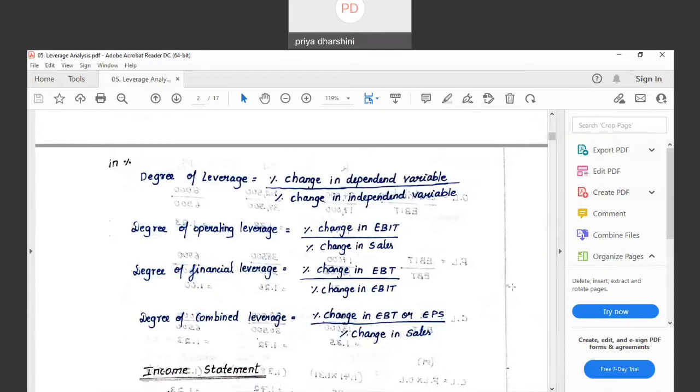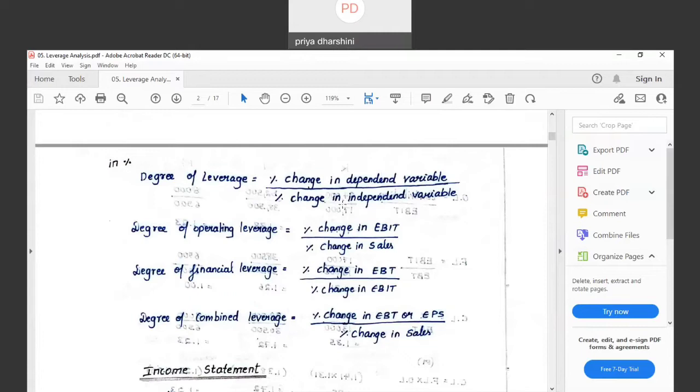So, the degree of leverage, if they are asking you as a percentage, the formula will take a slight change. The degree of operating leverage, financial leverage, combined leverage, for everything there is a separate formula. Instead of remembering individual formulas, you remember one common formula. What is that common formula? The degree of leverage is percentage change in dependent variable divided by percentage change in independent variable. So, what is the degree of leverage?